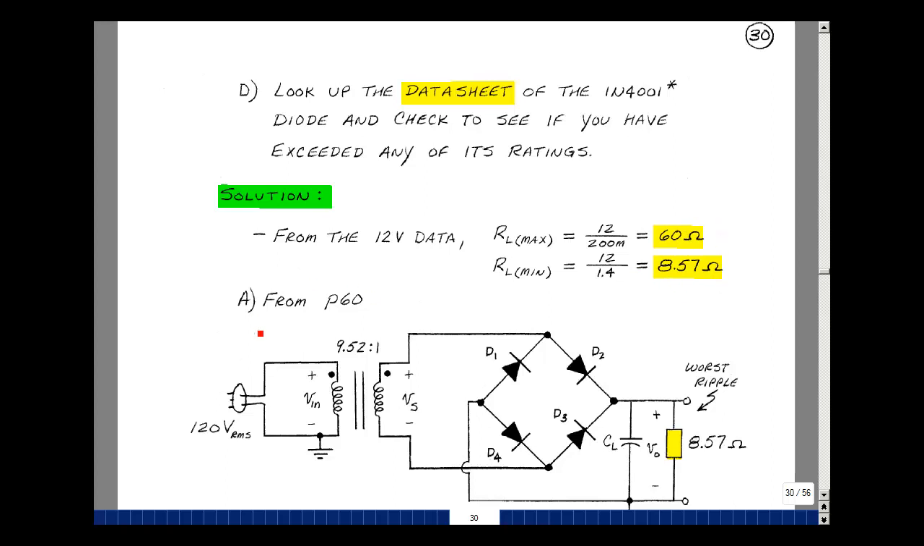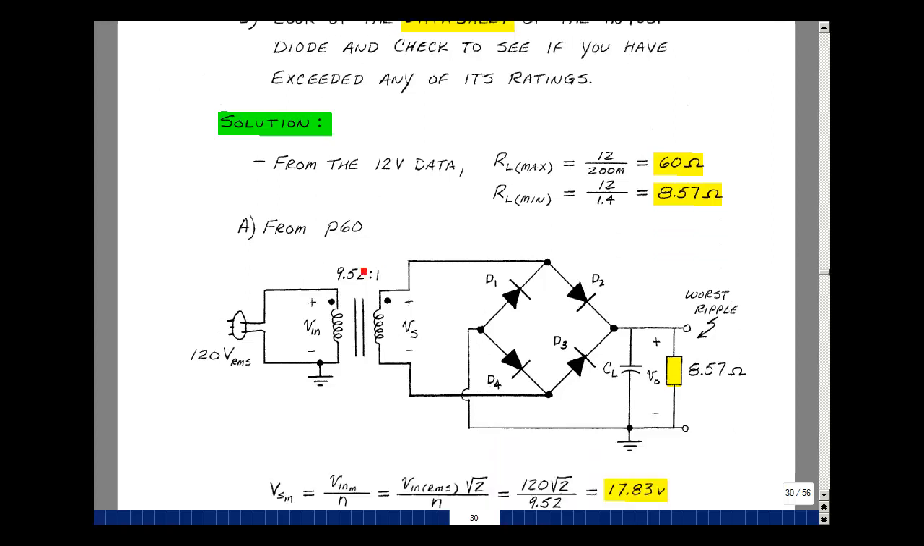Now let's go back to page 60 of Chapter 2 class notes and let's pull up the power supply, giving a transformer specification of 9.52-to-1. We're going to use 4 1N4001 diodes, pick a capacitor, and here we've got the stereo, which varies from 8.57 to 60 ohms. The lower the resistance, the more ripple you have. So this is our worst case to satisfy.